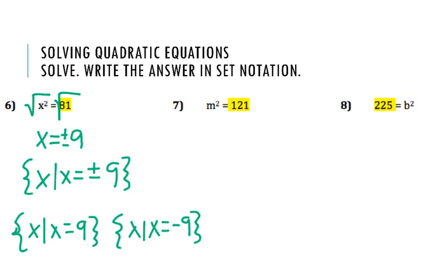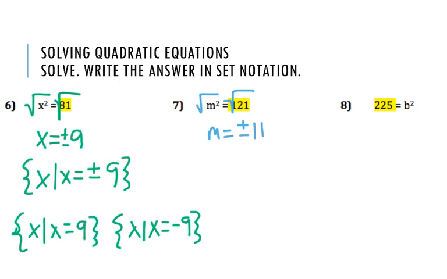Okay, number 7, again we have an m to the second power. Here we're going to take the square root of both sides of our equation, and the square root of m squared is m, and the square root of 121 is positive and negative 11.